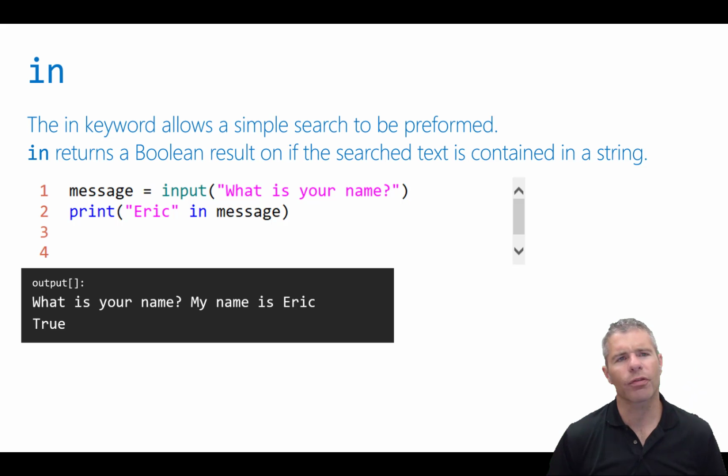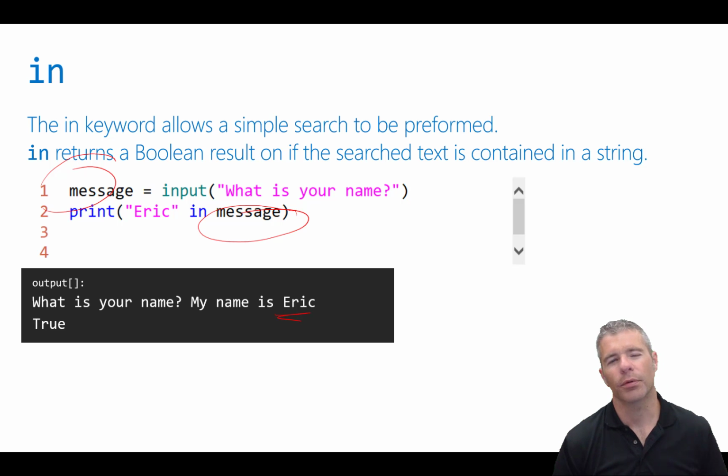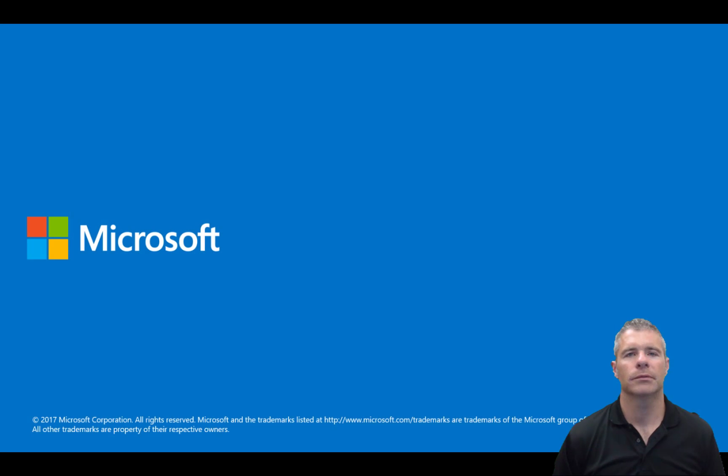Another useful way to check through things is with the old in keyword, which will do a quick simple search and return the Boolean result. So it will return true or false if it turns out that that text is in a string. So is Eric in the message? In fact, it is. So this Boolean test will return true. If you input Eric. If you put something else in, your mileage may vary. So there you go.